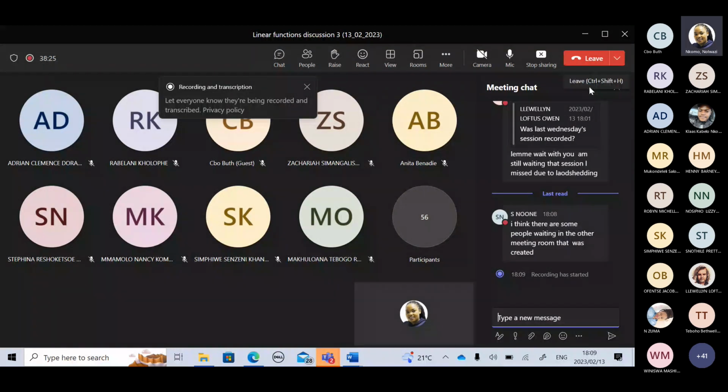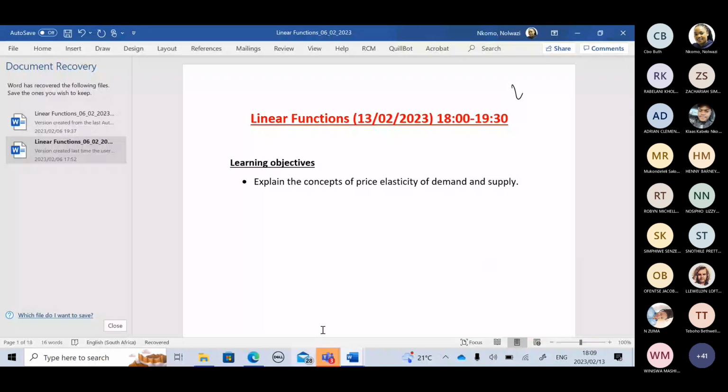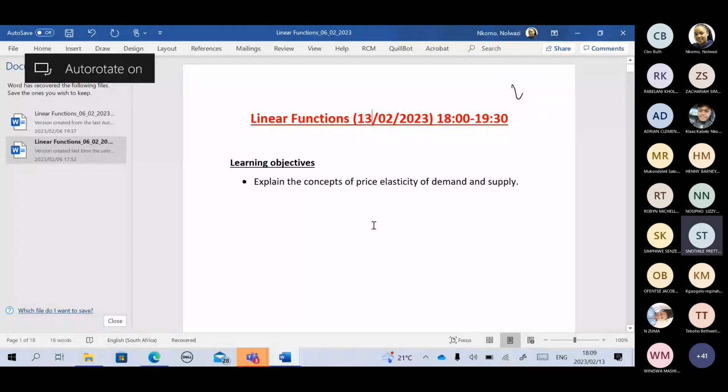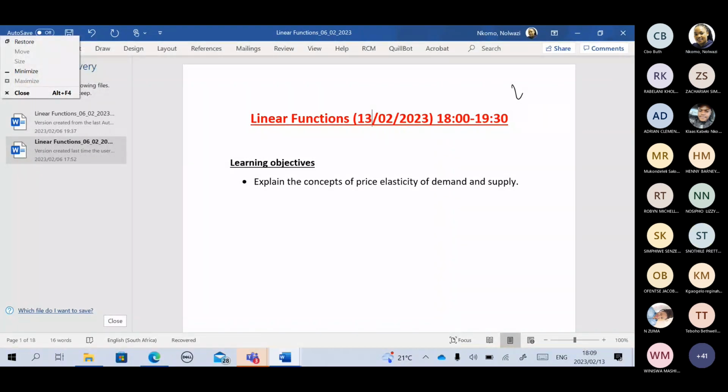Can we still see my screen, right? Yes, we can. Okay, thank you. Are we still on track with our teaching plan? We are not left behind at all. Okay, today we're still on linear function.